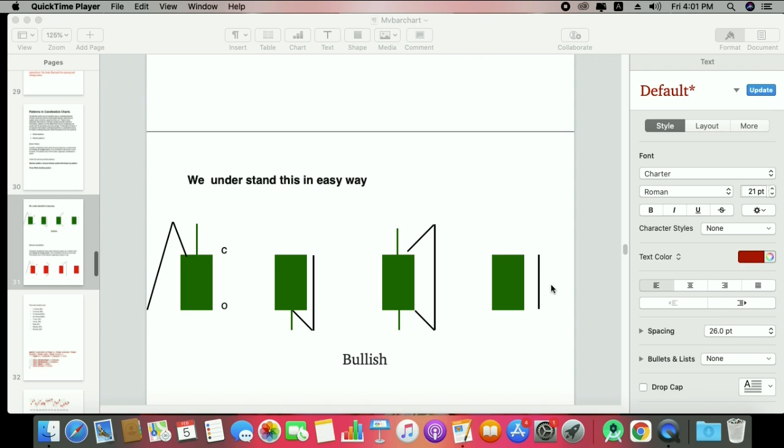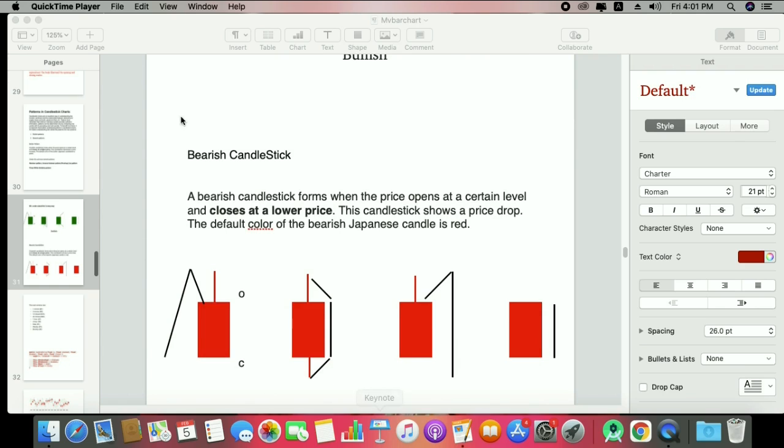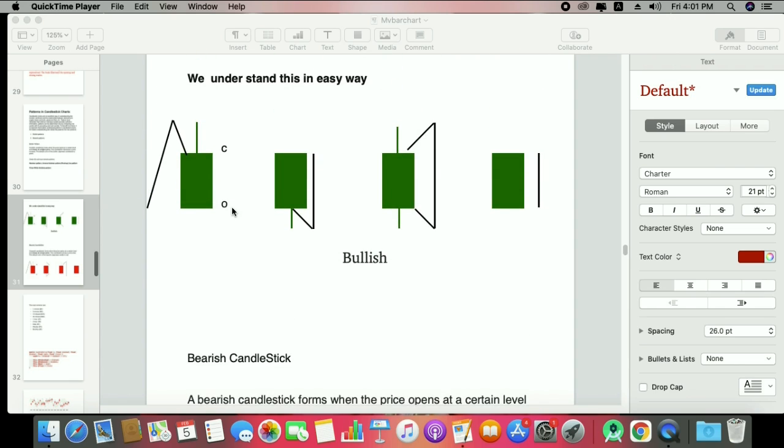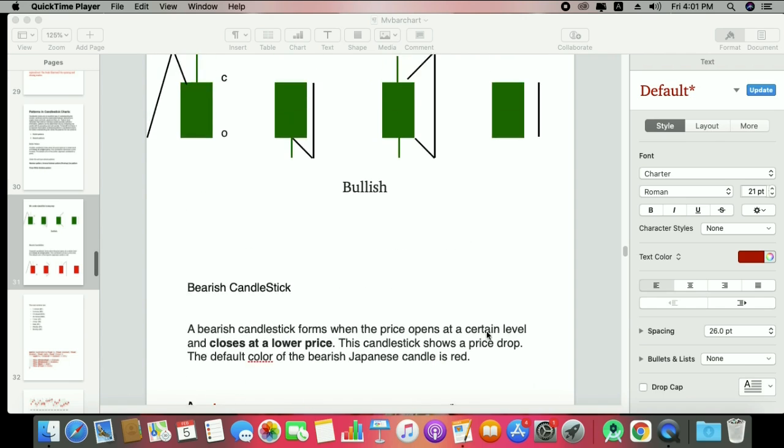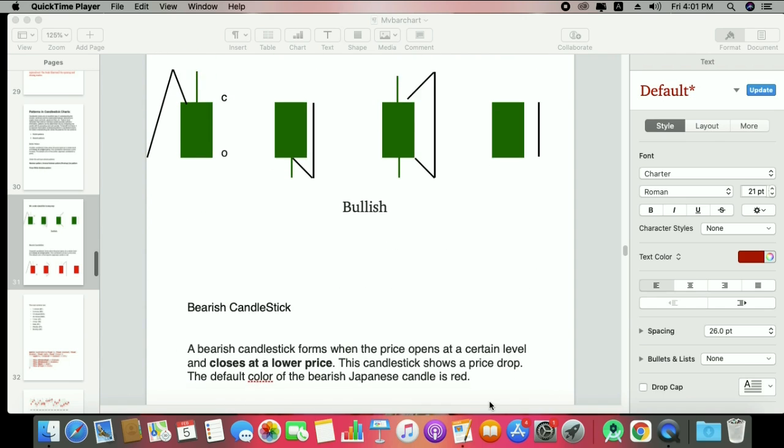This is your bullish pattern, and the reverse of that is your bearish pattern. So whenever we have a drop in prices, we can work with red, that is the bearish pattern, where the open is above and it closes down. And here the open is down and it closes above in green. That means the price increases and the price decreases. Nothing else that we have to work with in these candlestick areas.